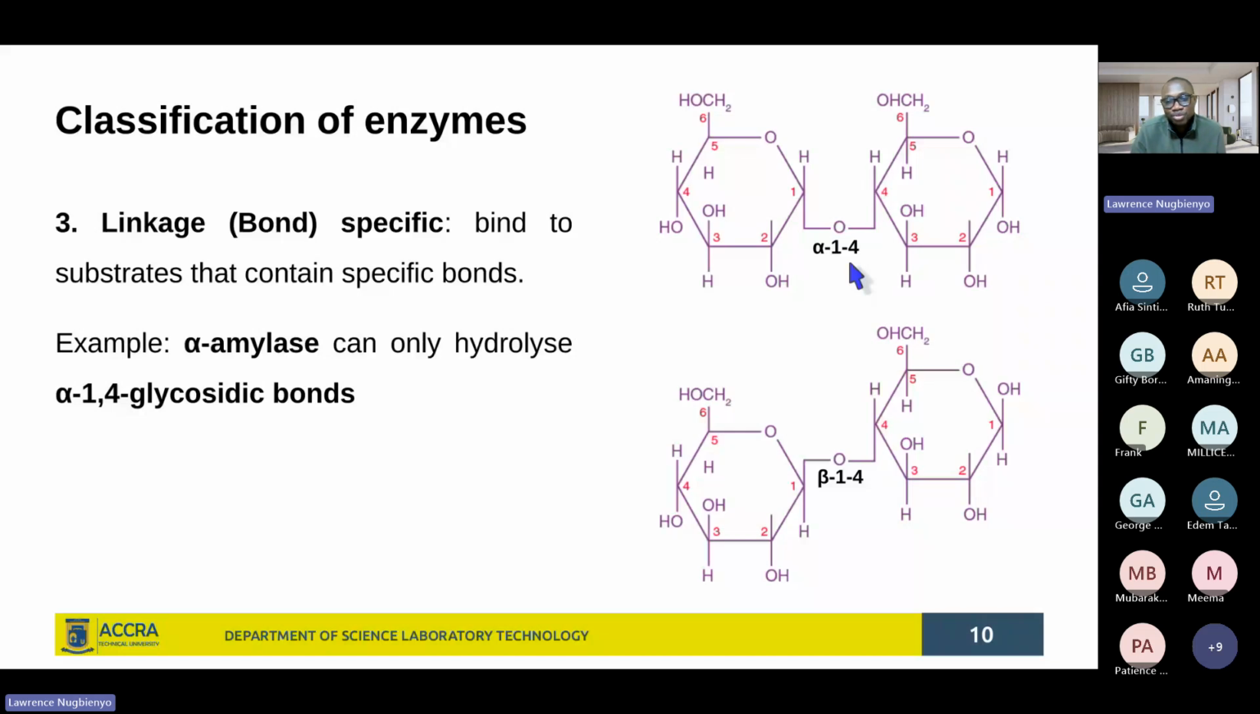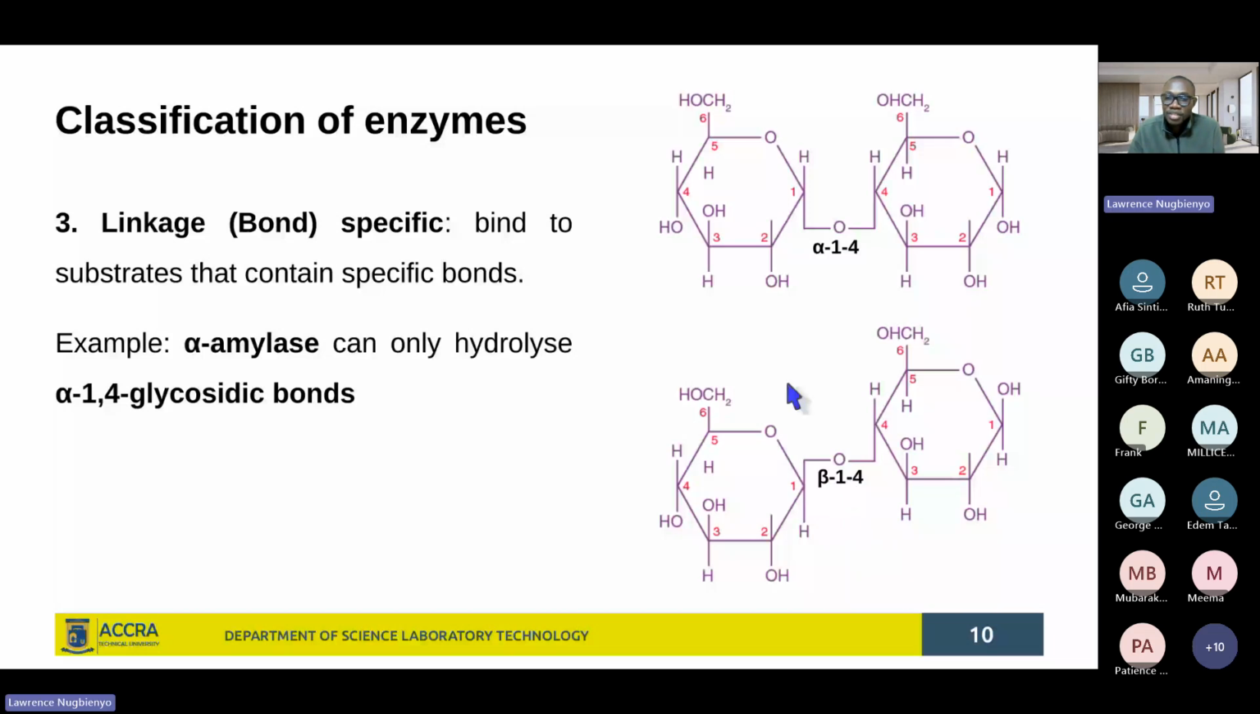So if you have glucose molecules, like these glucose molecules that are bonded together, you have maltose. Alpha amylase can break this down into two glucose molecules. And so those glucose molecules can then further go into the breakdown to generate energy. But alpha amylase is not able to break down the beta 1,4 glycosidic bond.